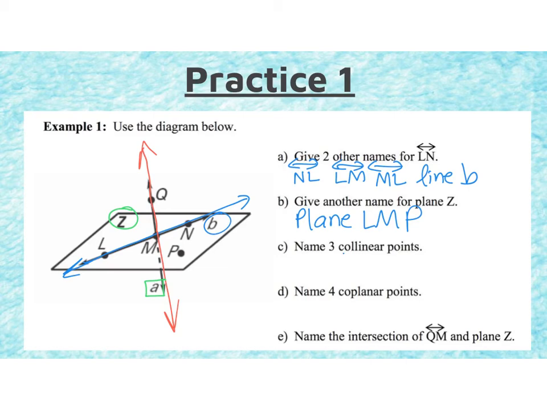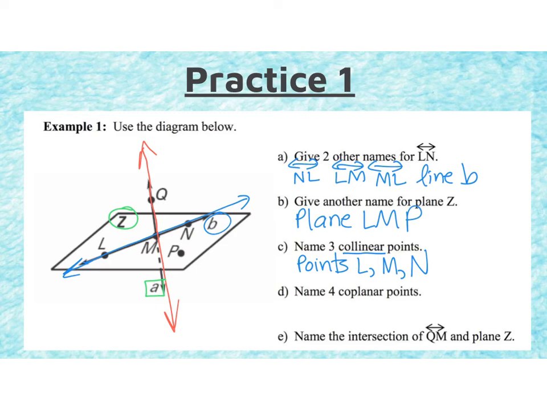Name 3 collinear points. There's our new vocabulary word. So that means in a straight line, and that would be L, M, and N. So we just have to list our points. No abbreviations. Points L, M, and N.